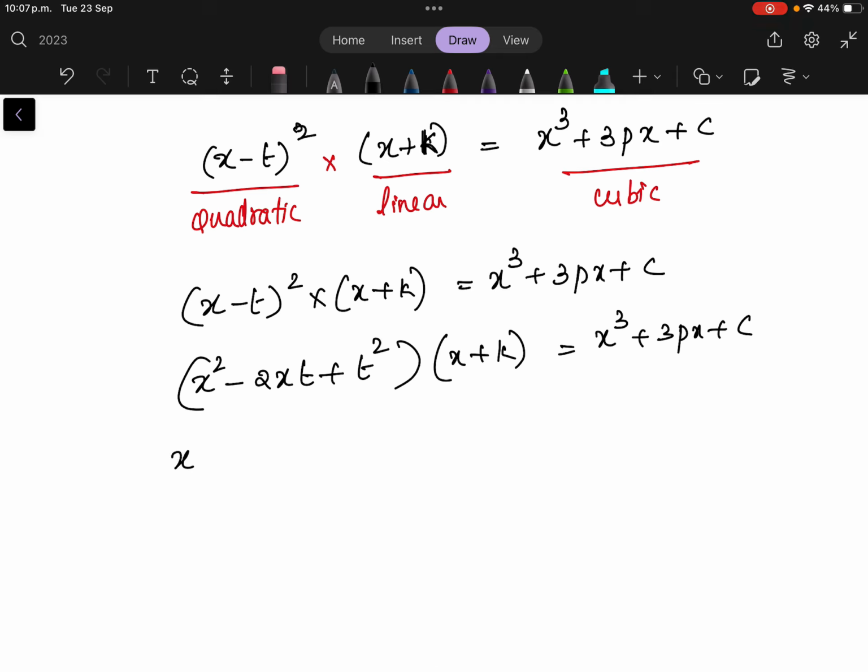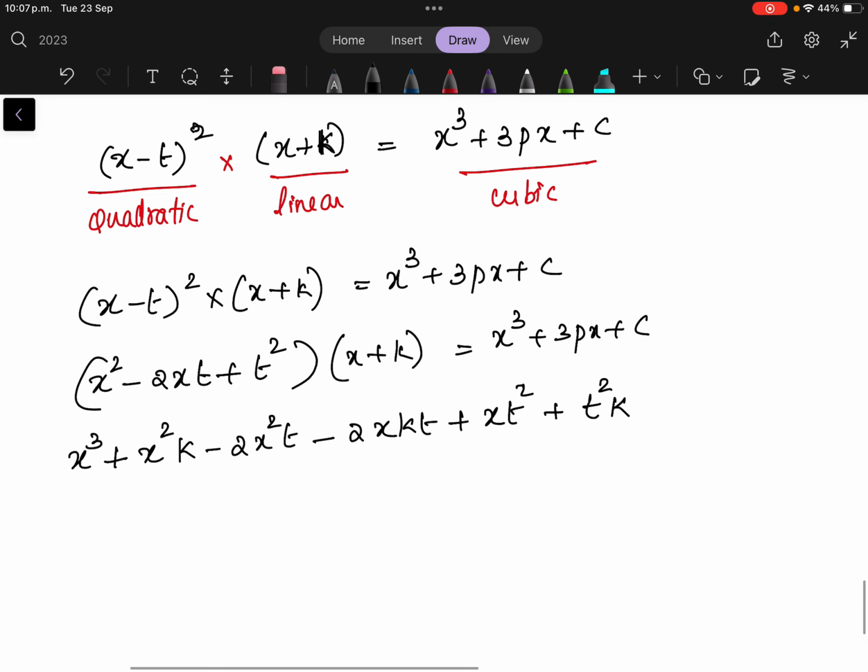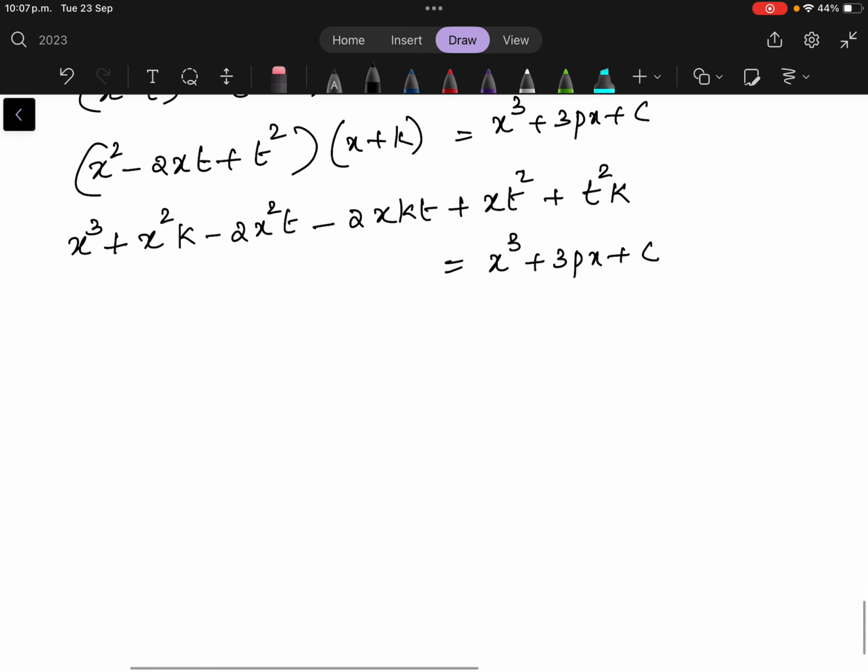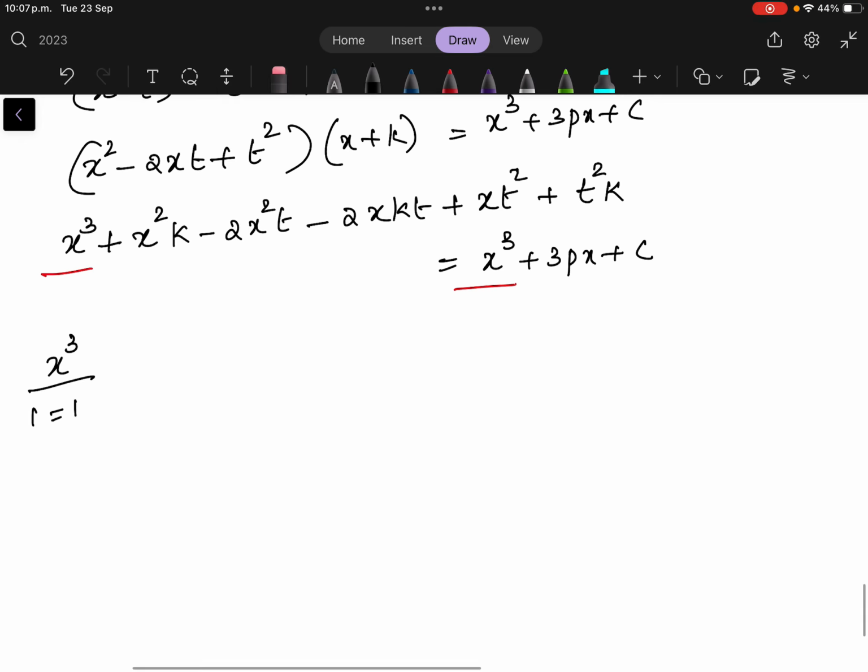And again, simplifying this, you simplify each and every term: x³ + x²k − 2x²t − 2xkt + xt² + t²k is equal to x³ + 3px + c. And then you equate all the terms on the left hand side and the right hand side. For x³, you have the same thing, so you write 1 is equal to 1 because the coefficients are the same.